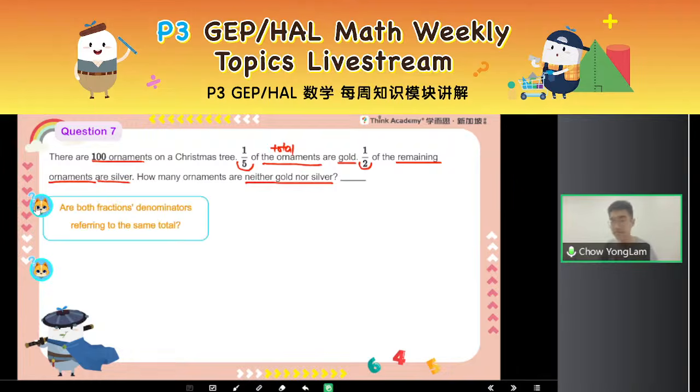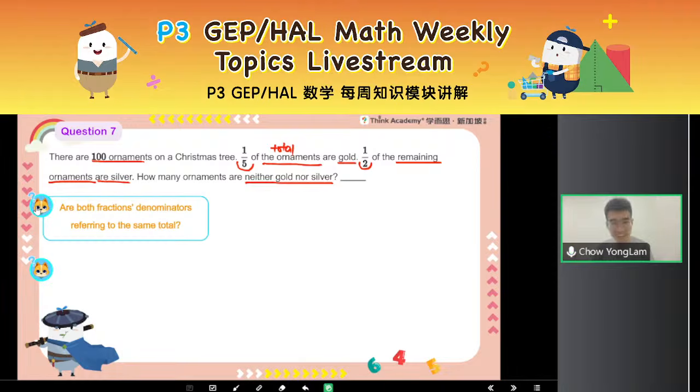Right, 1 over 5 and 1 over 2. Did I take 1 over 5 and 1 over 2 from the same total? Did I take 1 over 5 of the total and then 1 over 2 of the total? Yes or no? Type in the chat, yes or no?